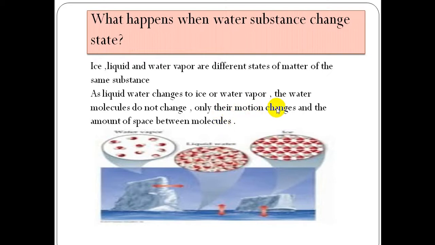The motion changes and the amount of space between molecules. These two things are the only things that change between the different states. Like here, they have a lot of space in between and they have a little amount of energy. They have more amount of energy. Here, particles have a little bit of space between them and they can move freely, they slide, and here they are fixed to their places. They only vibrate in their places and they have a little amount of energy. So only the motion and the amount of space changes, okay, and the amount of energy as well.